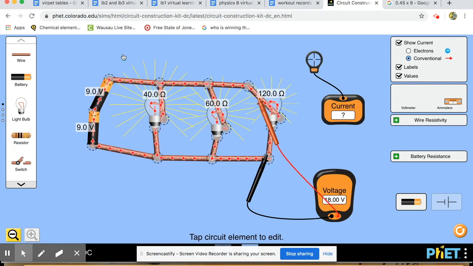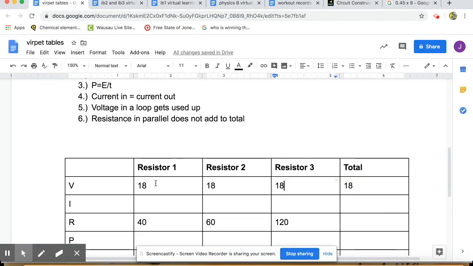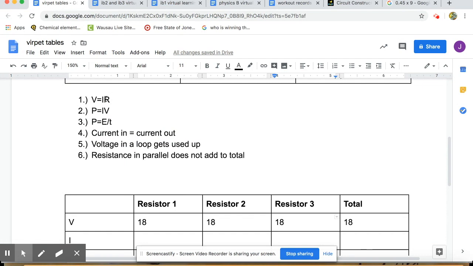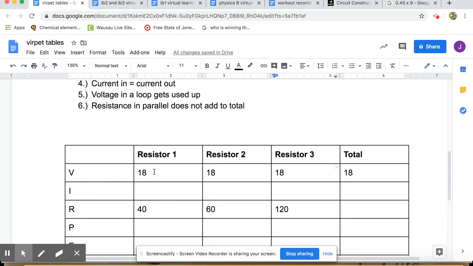Going back to our data tables here, now that we have 2 pieces of information, voltage and resistance, we can use our equations to fill in the rest of the information. So I can use V equals IR to fill in the rest of this information. I would do I equals V over R for all 3 of them. In which case, I would take 18 over 40 to get, well, what's 18 over 40?